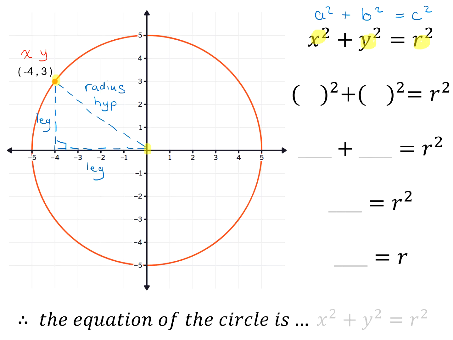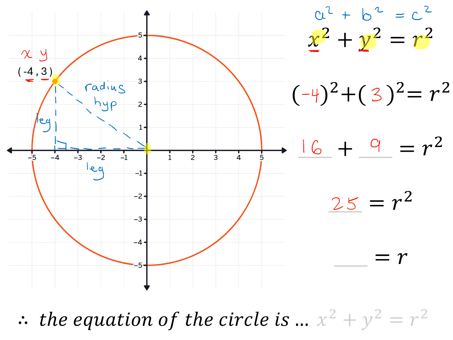Since my x coordinate is -4, I can replace x with -4. And since my y coordinate is +3, I can replace my variable of y with +3. We can simplify this. (-4) to the power of 2 is -4 times -4, which would give you +16. And 3 to the power of 2 is 3 times 3, which is 9. 16 plus 9 gives you 25.